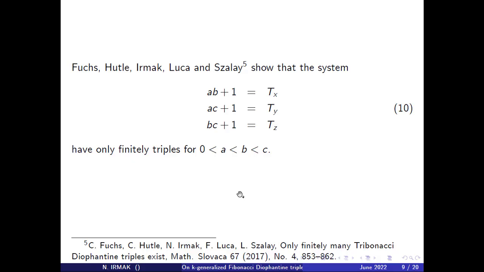Then another perspective of these studies is to enhance the order of these linear recurrences. To do this, Luca, Atıl, Irmak, Luke, and Saleh show that ab+1 is Tx, ac+1 is Ty, bc+1 is Tz have only finitely many Diophantine triples for a<b<c positive integers. Here, Tx, Ty, and Tz are members of the Fibonacci sequence.